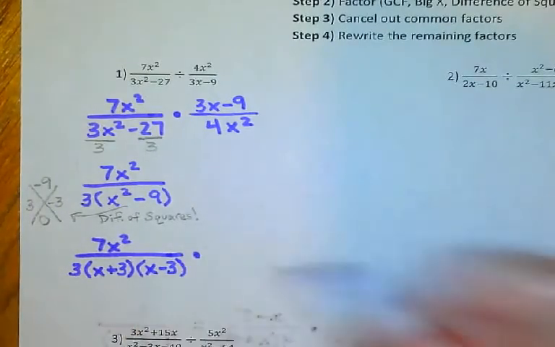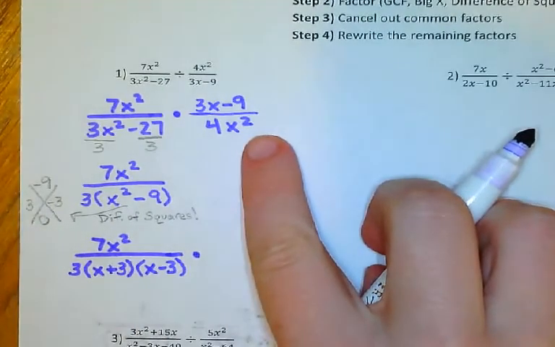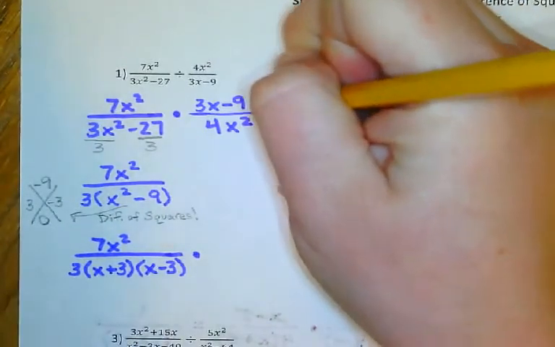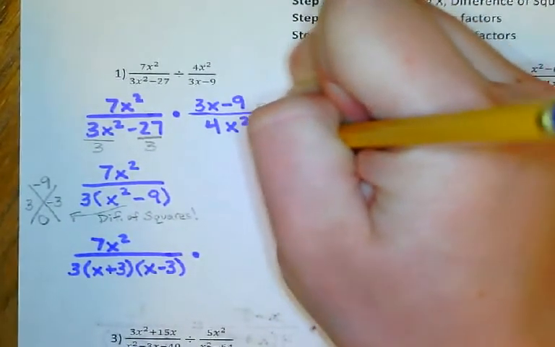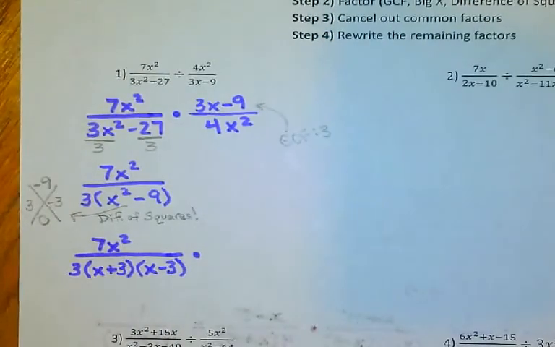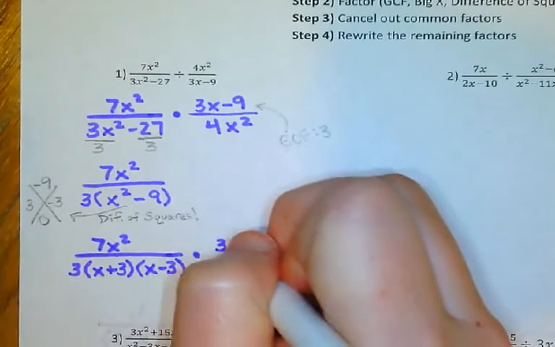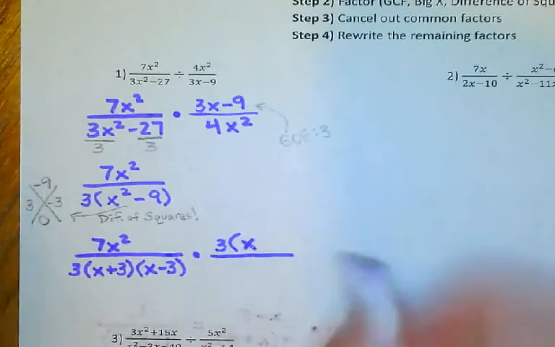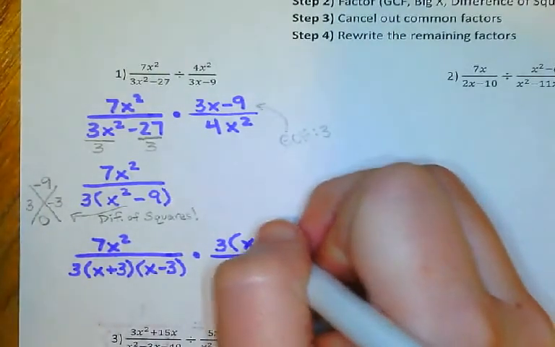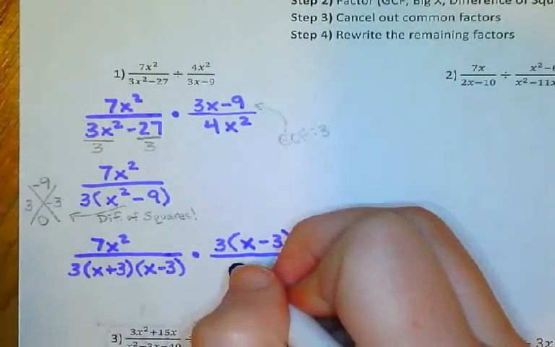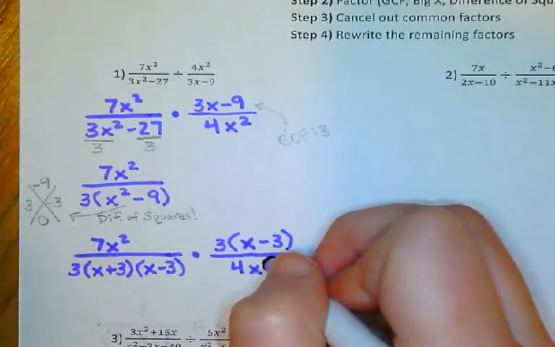Alright, and then for our second fraction, we have this 3x minus 9. Is there anything we can do there? Yeah, these both have a GCF of 3. 3 can go into both 3x and 9. So I'm going to put a 3 on the outside. 3x divided by 3 is just going to be 1x. And then 9 divided by 3 is 3. Then on the bottom we have 4x squared, which cannot be factored.